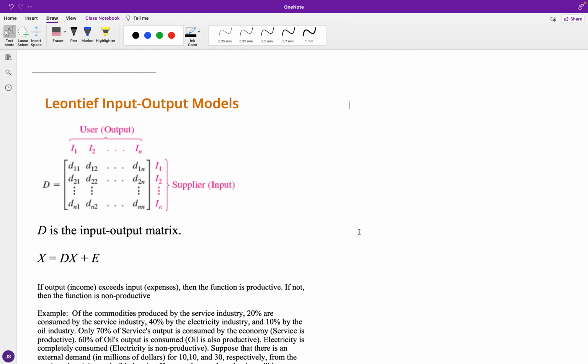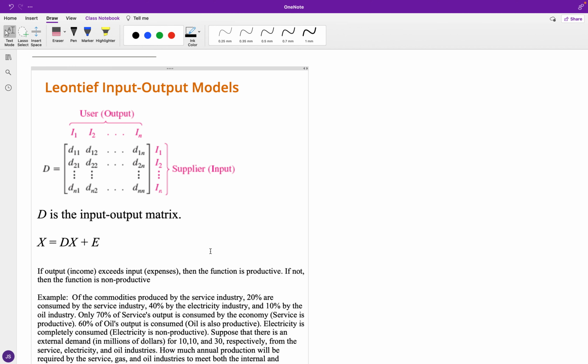Okay, for what we have regarding matrix applications, one common type of economic model is the Leontief input-output model. What we have on display is a matrix D, which is referred to as the input-output matrix, where the columns are in reference to the output and the row headings are in reference to the supplier input.